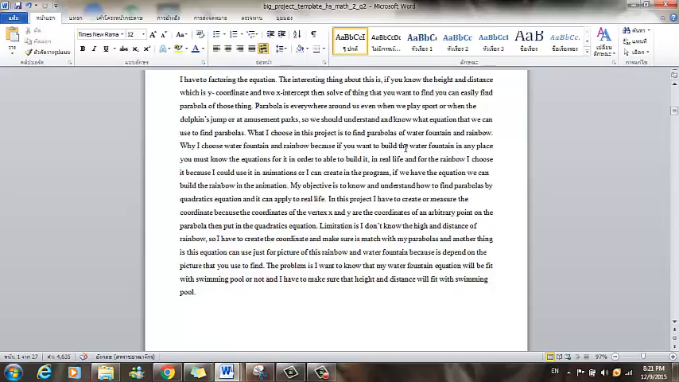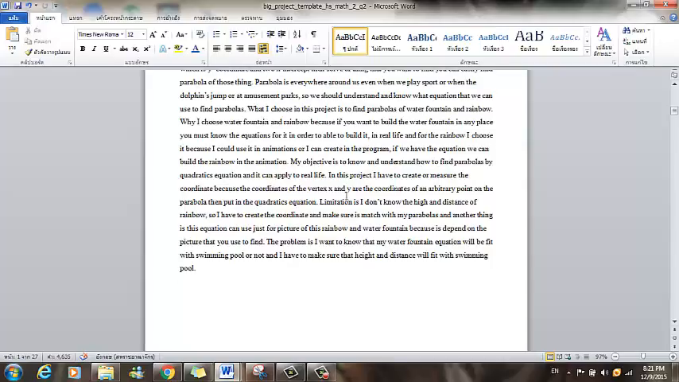My objective is to know and understand how to find a parabola by quadratic equation and how it can apply to real life. In this project, I had to create and measure the coordinate, because the coordinate of vertex x and y is really important because it's the point to find the parabola. So the limitation is I don't know the height and distance of the rainbow, so I have to create the coordinate and make sure it's going to match with my parabola.